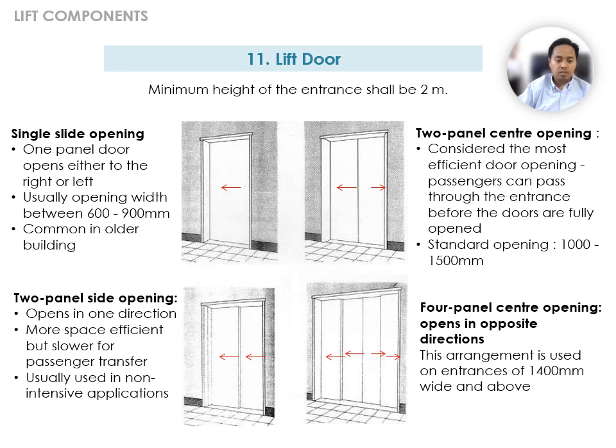Two panel side opening. Opens in one direction. More space efficient but slower for passenger transfer, usually used in non-intensive application. 4-panel center opening. Opens in opposite directions. This arrangement is used on entrances of 1,400 mm wide and above.